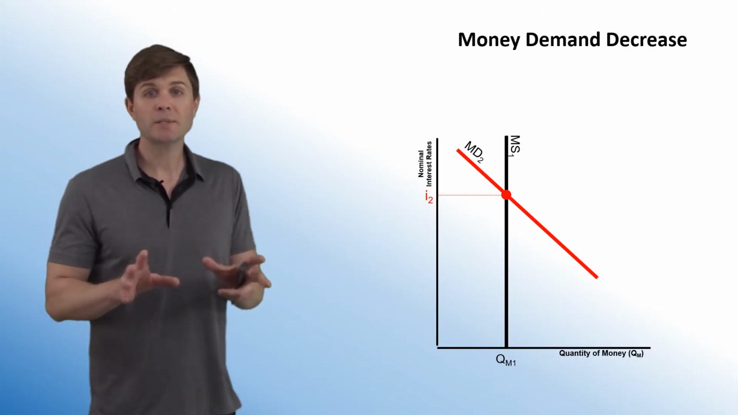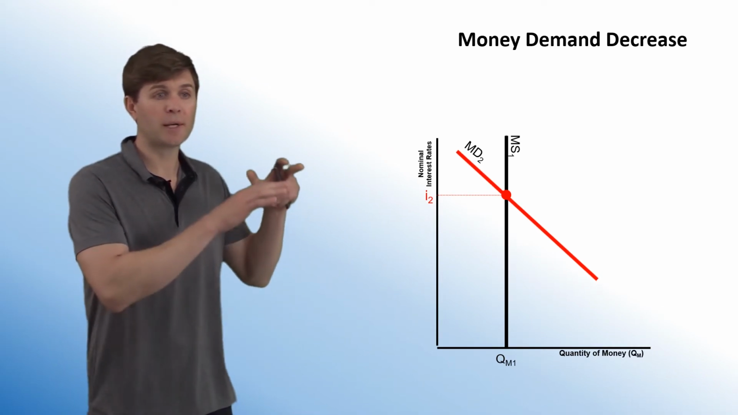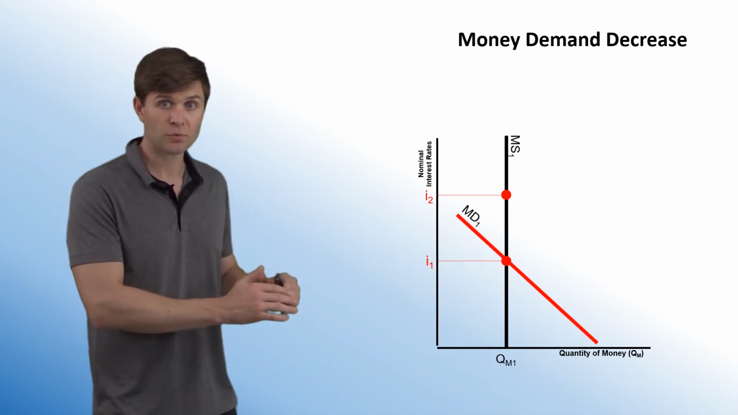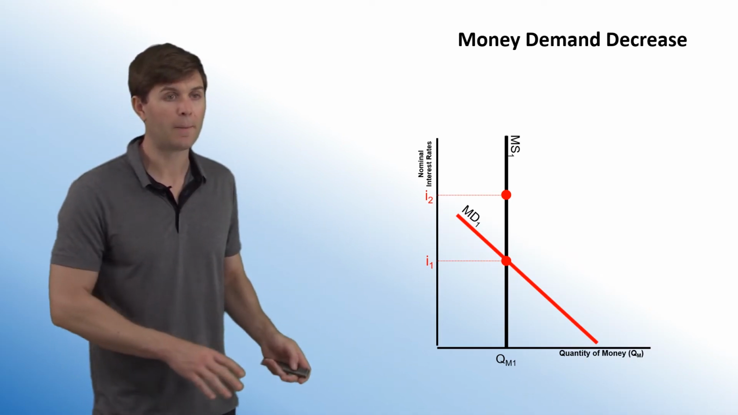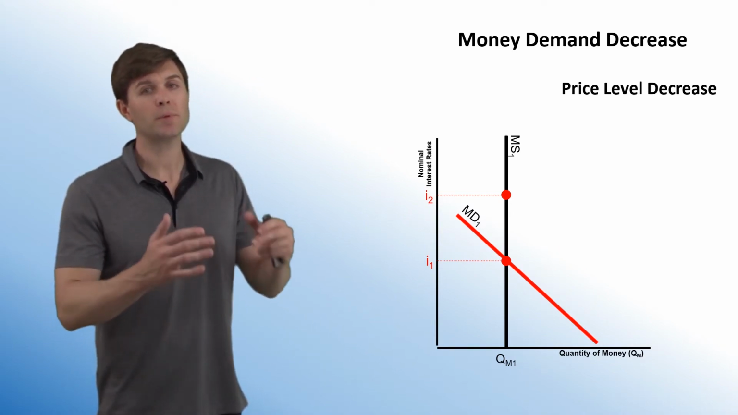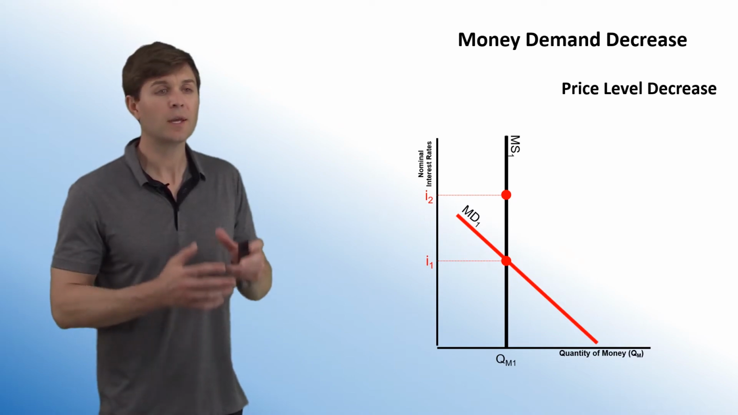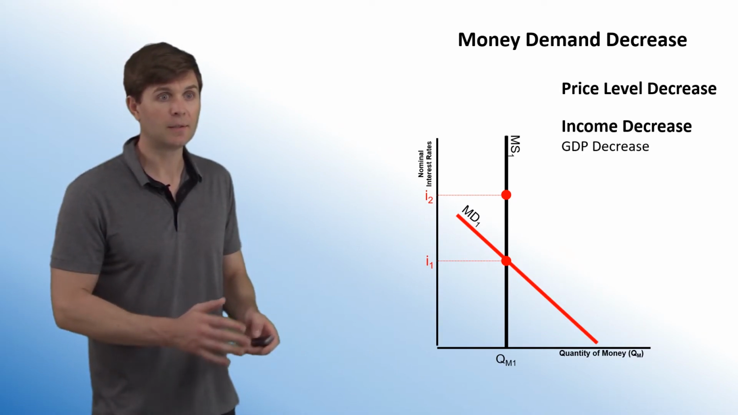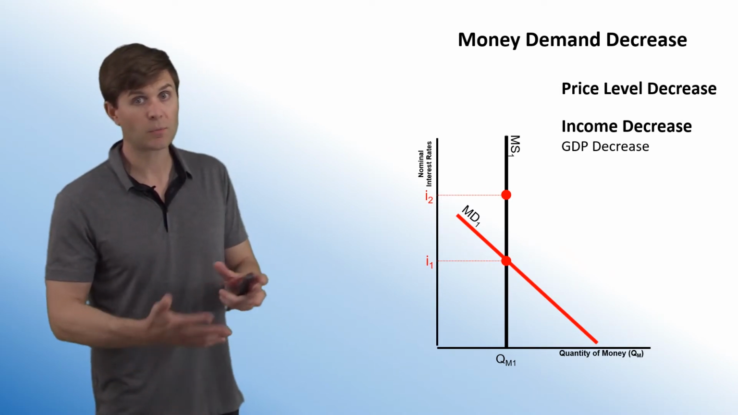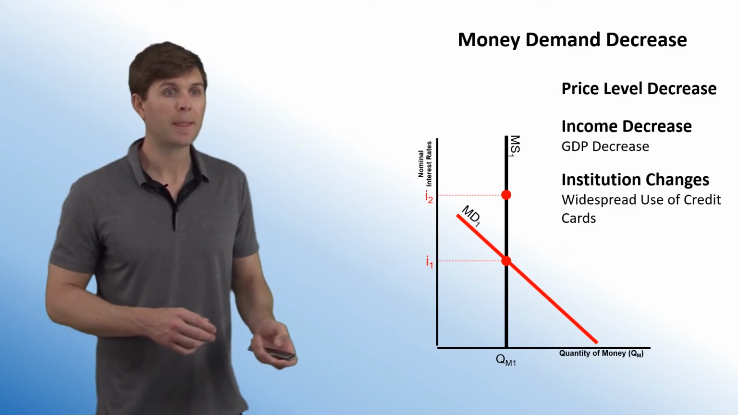All right, money demand decreases. This is going to cause the money demand curve to go down, and if nothing else changes, it's going to bring nominal interest rates down as well. A price level decrease: if prices go down across the board, people are going to need to keep less money in their hands to make the purchases that they need. If income goes down, people are going to hold less money. Likewise, if GDP goes down, real incomes go down, so that's one and the same.